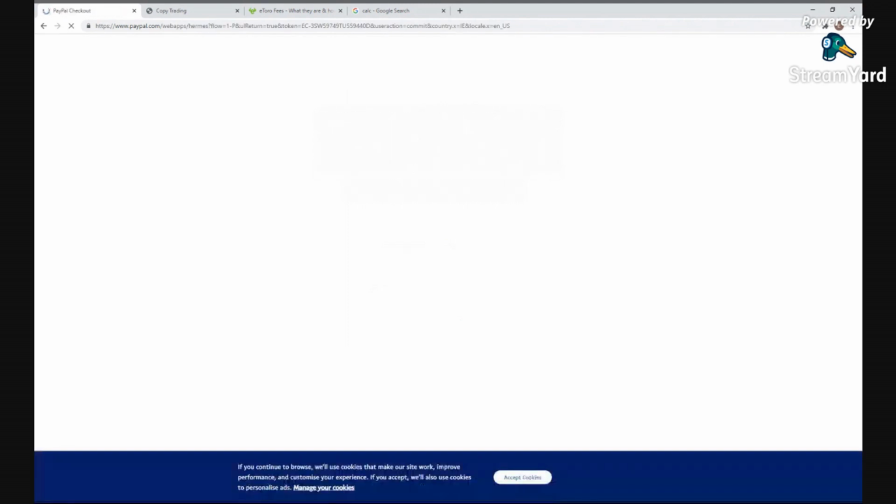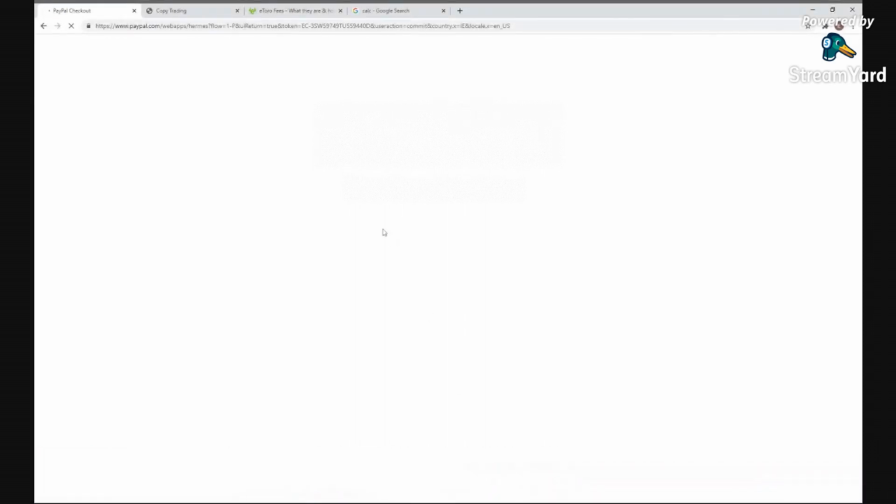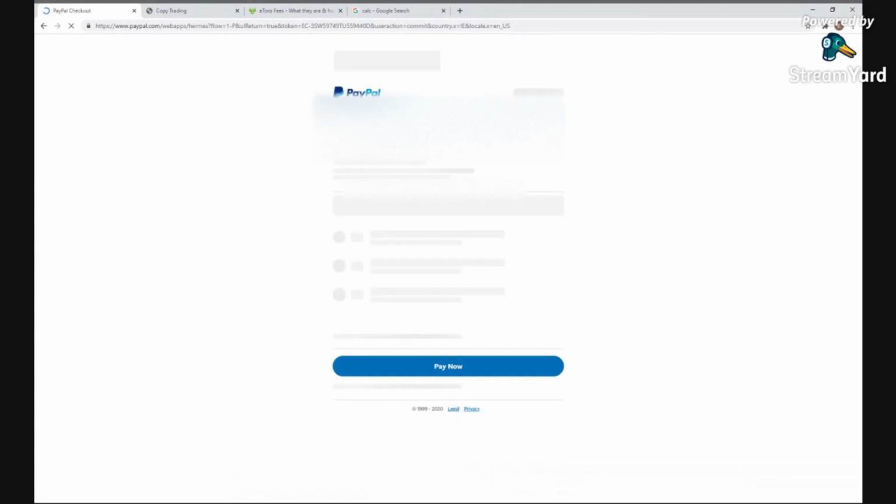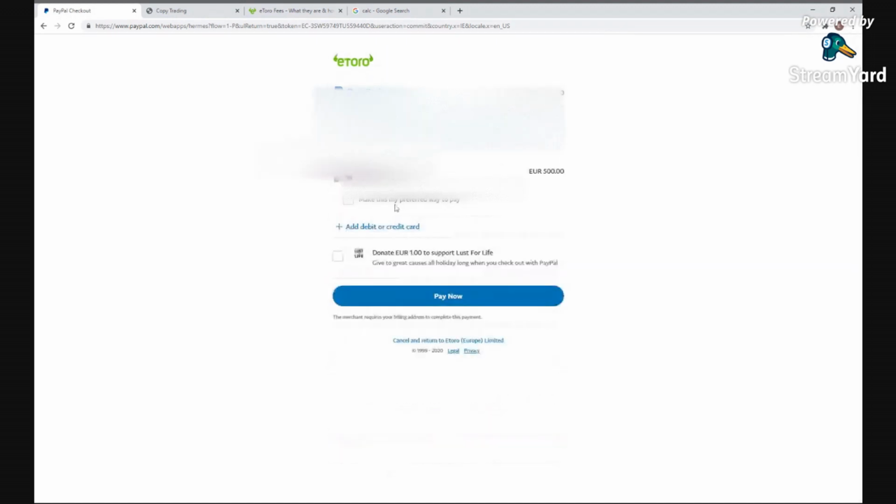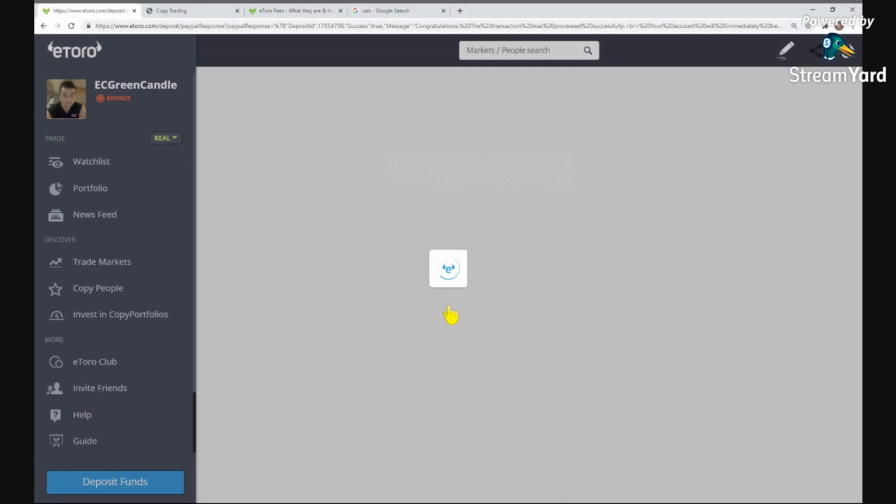Okay, my internet is a bit slow because everyone's on the internet these days. There we go. Okay, so here we go. eToro is at the top. PayPal. There we go. Okay, so €500. Press pay now. It'll just take a few seconds. And it's loading up. We're going to get there. But I trust eToro with my money now because I've been using it since March. So, right, there we go.